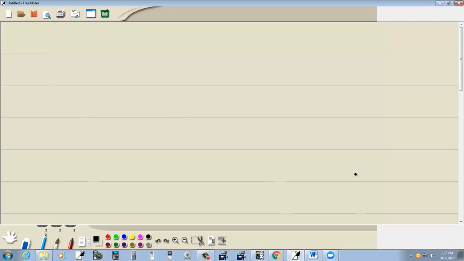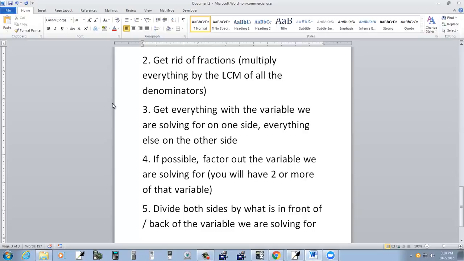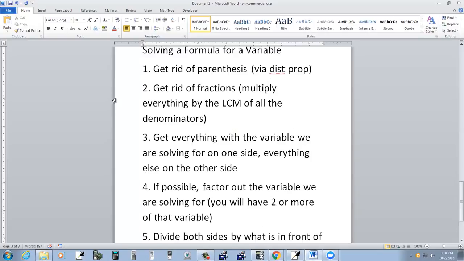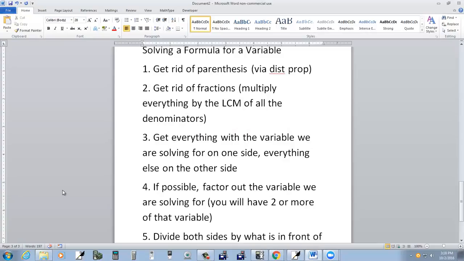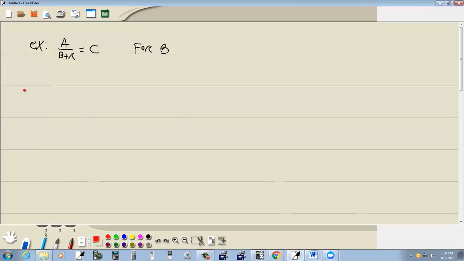Okay, so let me make up an example. We got a over b plus x equals c. And we're solving this for b. So when we get done, we want it to say b equals something. Step 1. Get rid of parentheses. We don't have any. Step 2, get rid of fractions. Multiply everything by the LCM of all your denominators.